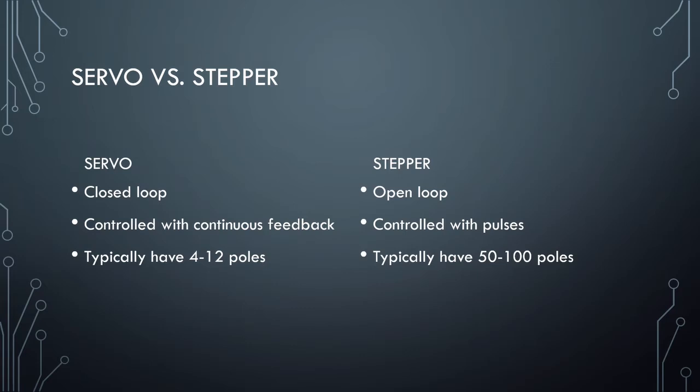And then we didn't get too far into this, but it is kind of an important note. Servo motors typically have 4 to 12 poles, whereas a stepper has a lot more. It has 50 to 100. So one of these is not necessarily better than the other. These are the two main types of motors that you'll commonly encounter, and they're just good for different applications.